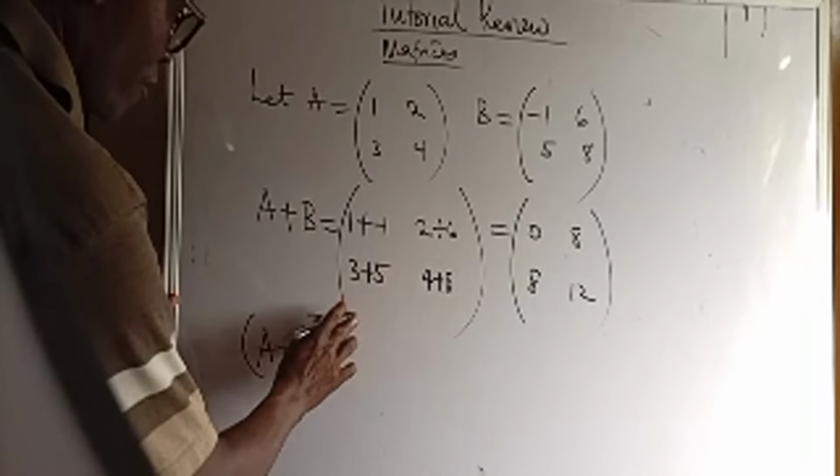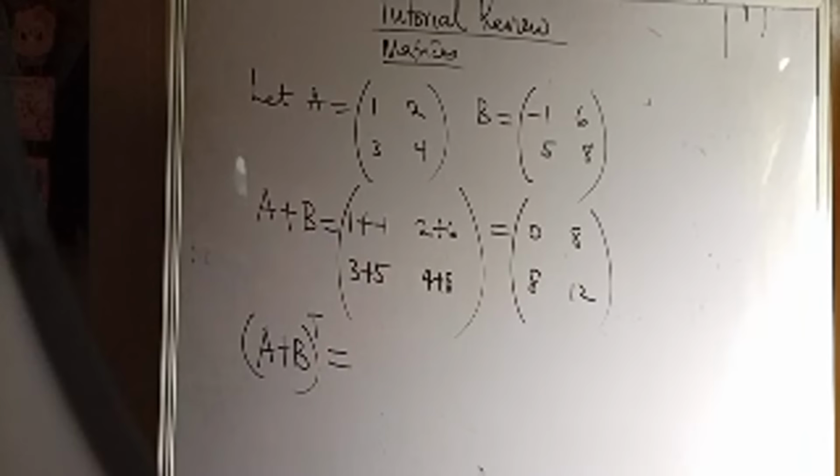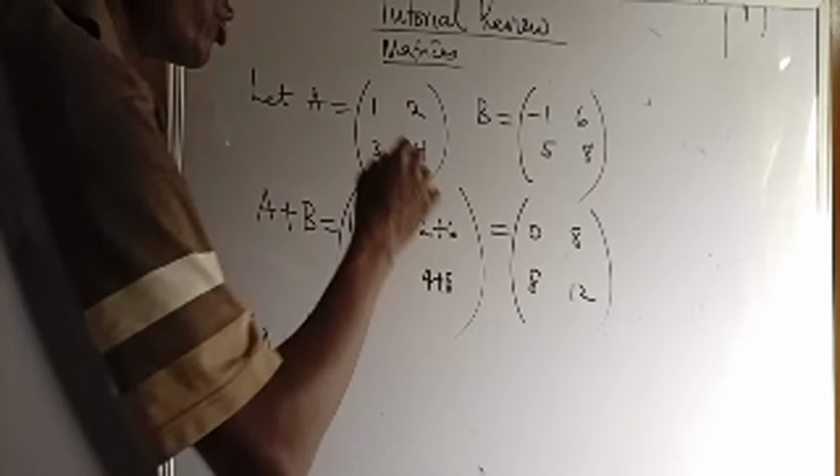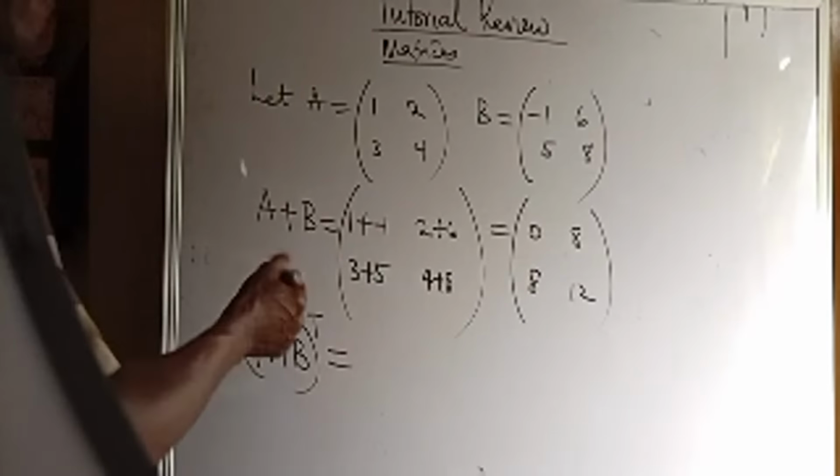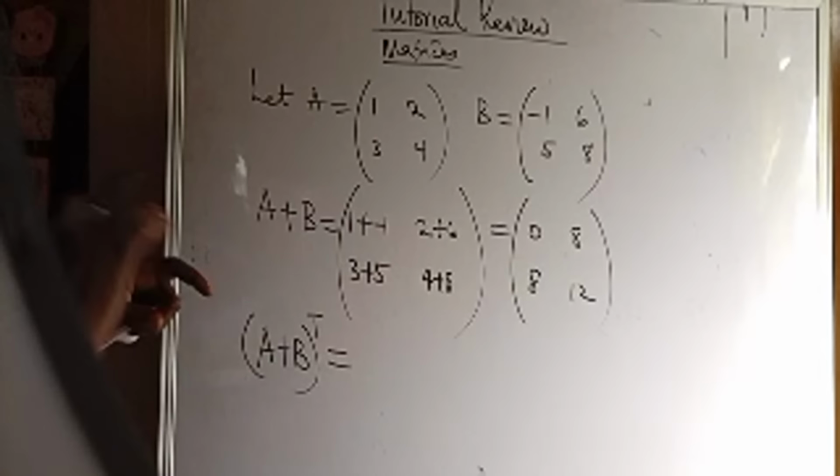The transpose of A. What's the meaning of transpose? Transpose simply means that you interchange the rows and columns of a matrix to get another one. There's an interchanging of rows and columns. That's the meaning of transpose.